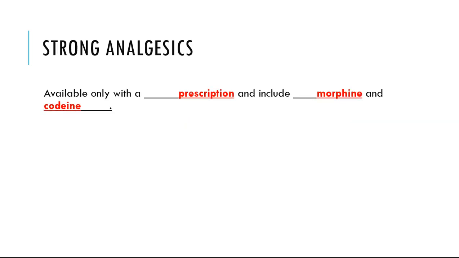So let's talk about strong analgesics. So these are available only with a prescription because they include things like morphine and codeine.